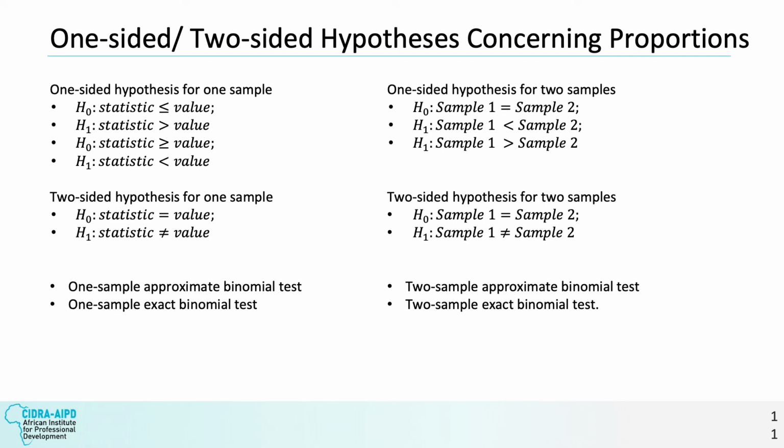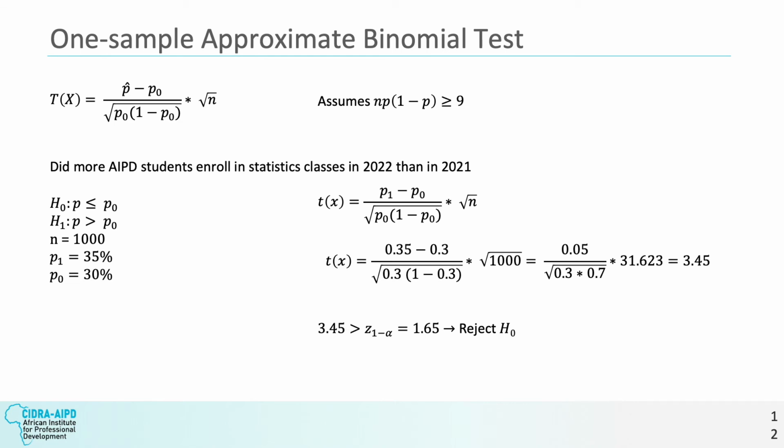The exact binomial tests require a statistical program such as R because it uses the binomial distribution. So we're only going to look at approximate binomial tests here. The approximate binomial test approximates the binomial distribution by the normal distribution and is appropriate if n is large and the proportion under consideration is neither too small nor too large, meaning that the condition n times p times 1 minus p is greater than or equal to 9.